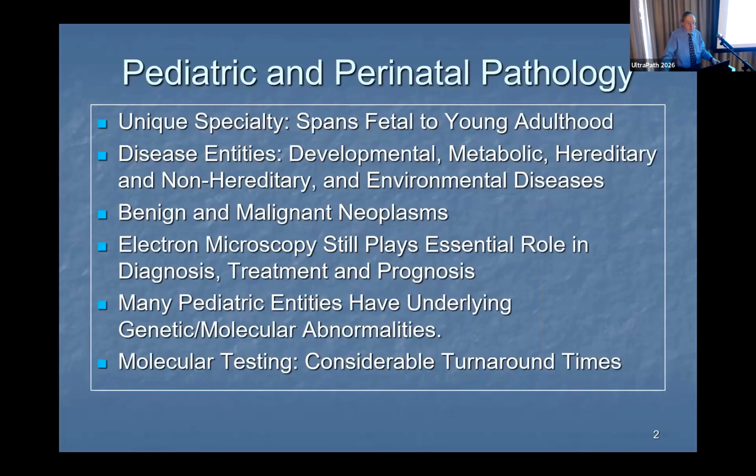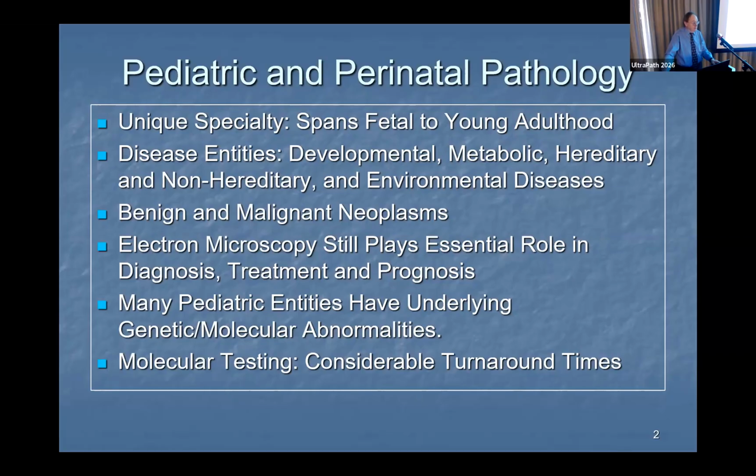So pediatric pathology and perinatal pathology is really a unique specialty because it extends from the fetal period all the way into young adulthood. And with it, the disease entities that you see are a wide variety, going from developmental, metabolic, hereditary, non-hereditary, environmental diseases. And we also have benign, of course, malignant neoplasms. So electron microscopy still has an essential role in diagnosis, treatment, and prognosis within the pediatric realm.